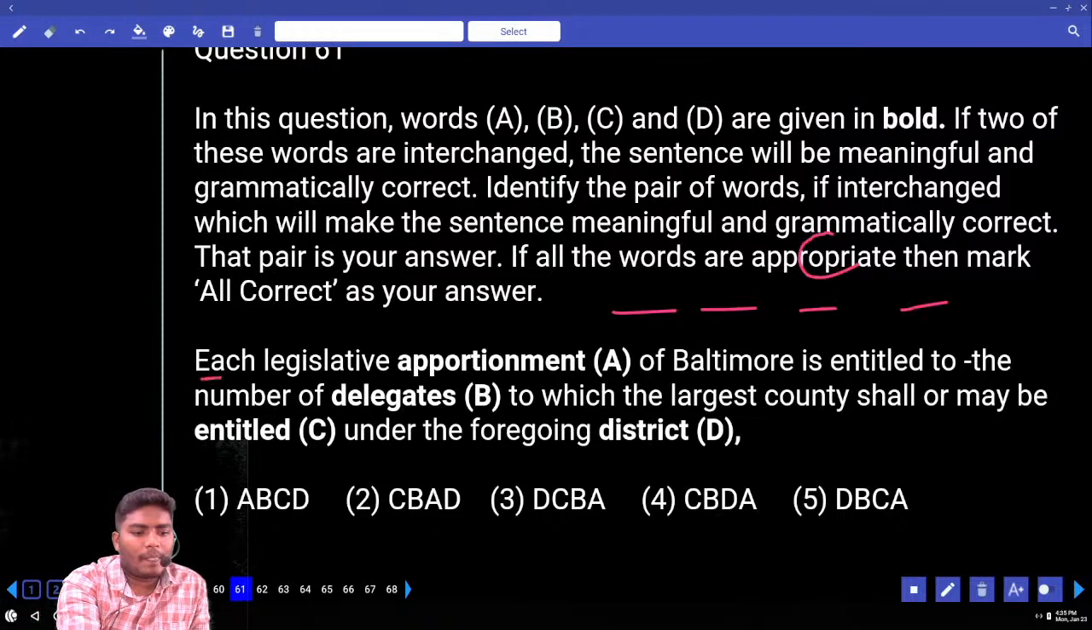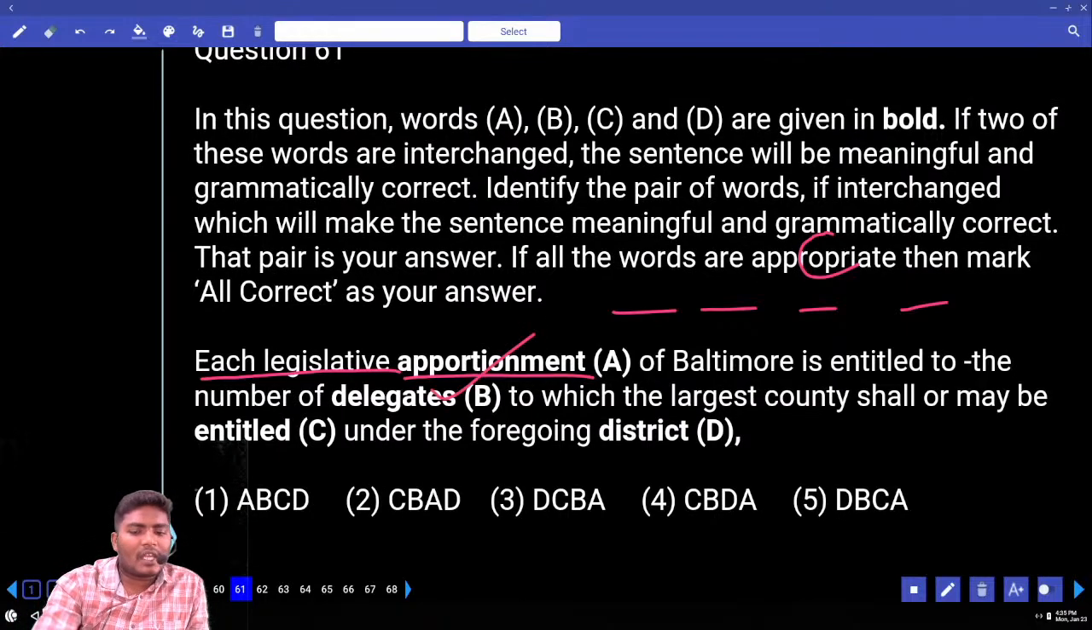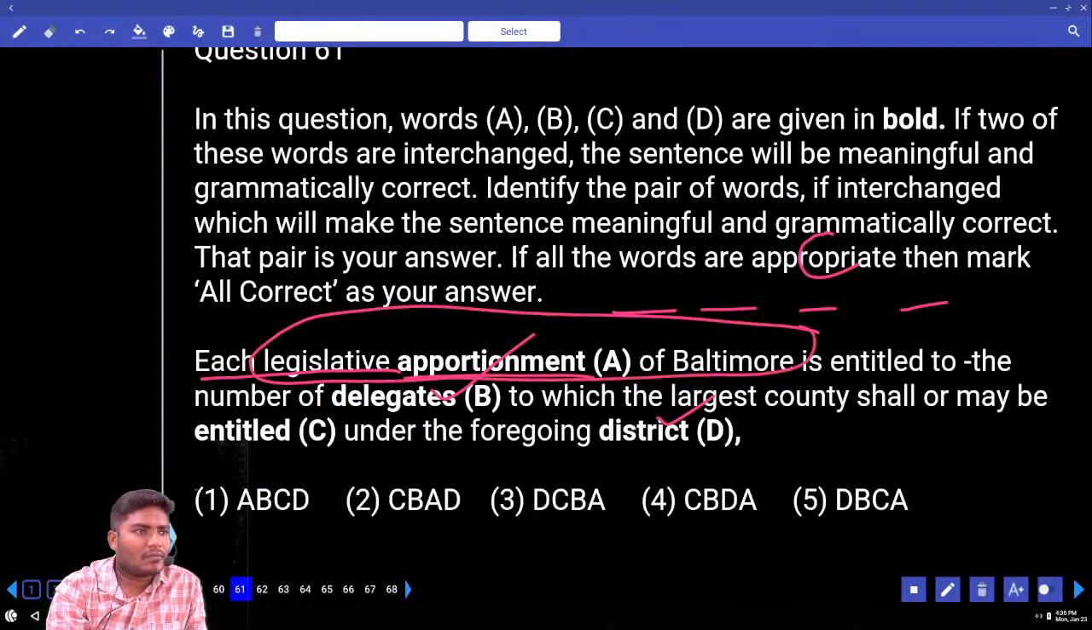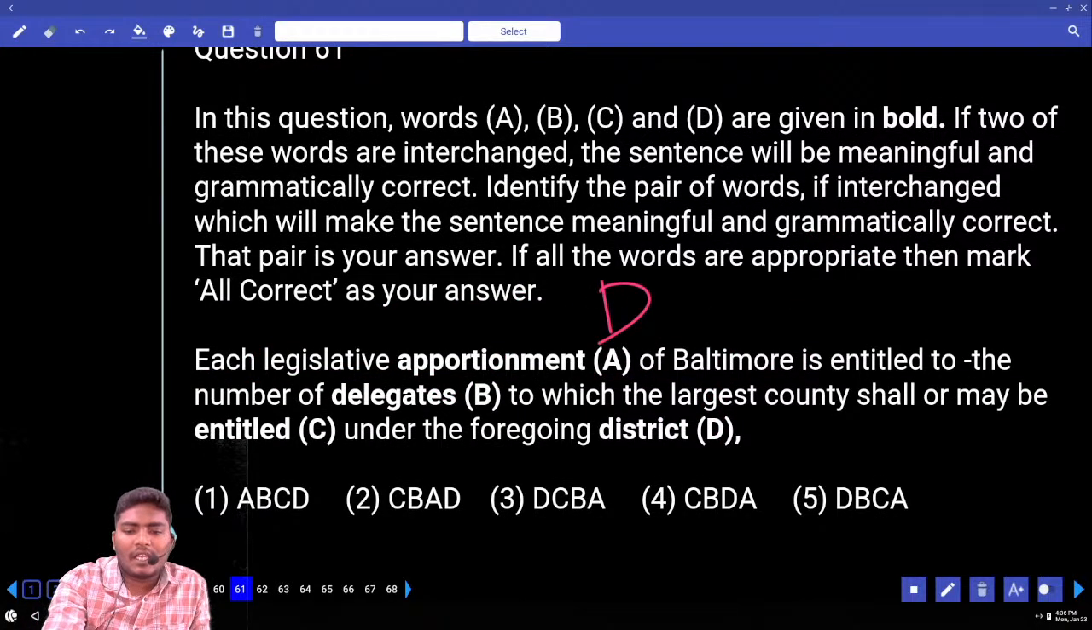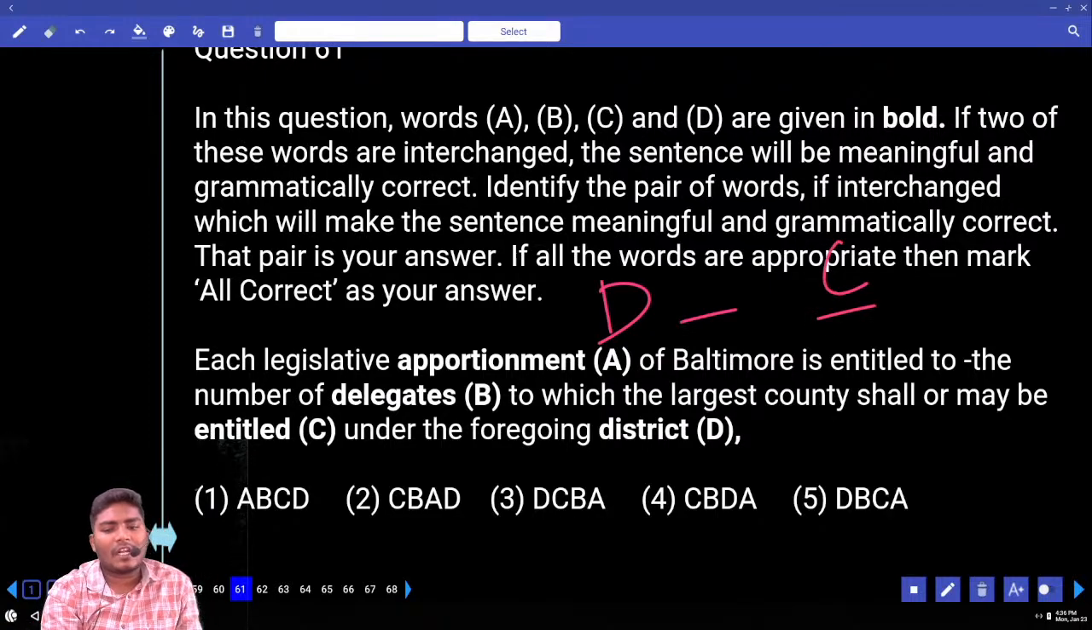Now coming to the beginning one, each legislative apportionment of Baltimore. Now tell me your answer. Each legislative delegates or each legislative district? Baltimore is a place. In that place there are some districts. This is a state. This is a place. In that place there are districts. So D must be used in the beginning and C must be used in the third place. Now where is such kind of sentence? Where is such kind of word here?